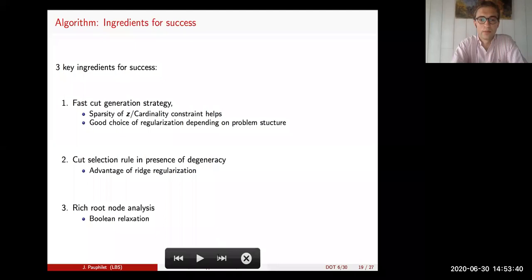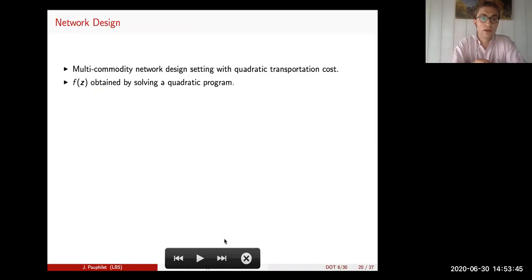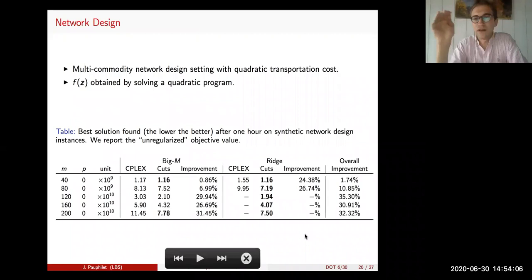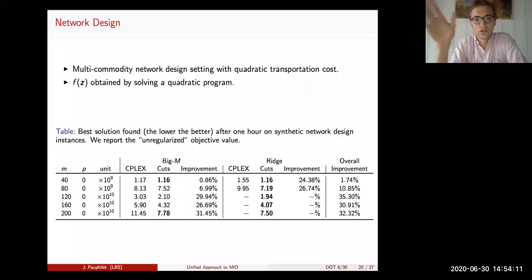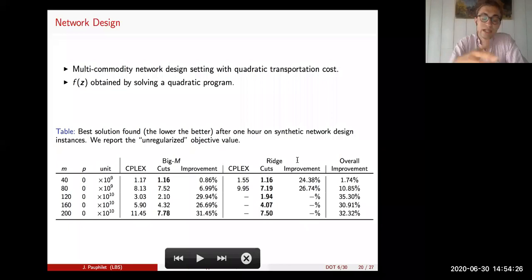So to conclude, I would like to show you a few numerical results. The first set of results are on network design. Those are instances of a multi-commodity network design with quadratic transportation cost. So here you need to solve a QP to generate the cuts, basically. And here I'm showing you the best solution found, so the lower the better, after an hour, because none of those instances could be solved to optimality. And those correspond to the unregularized objective value. So even if you add some regularization to compute the optimal solution, the objective values here do not depend on the regularization you used.